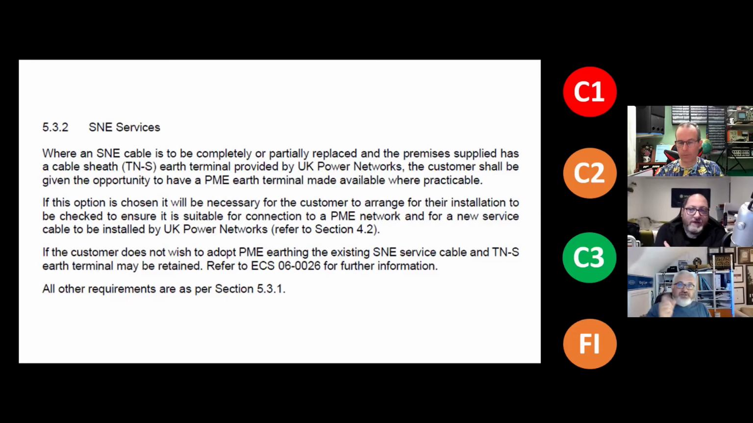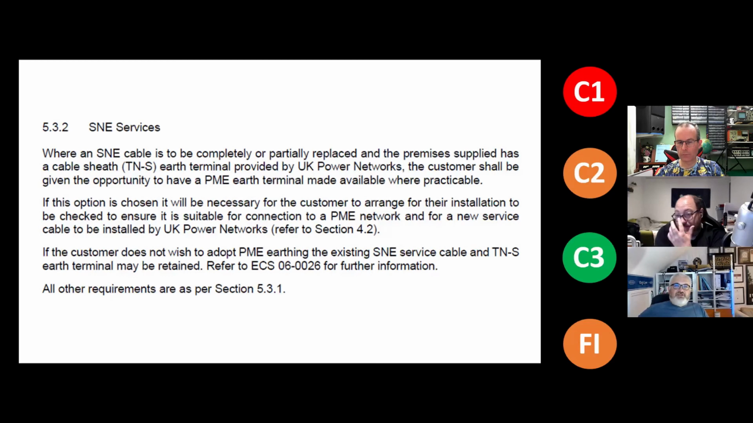If this option, we're given options, everybody, is chosen, it will be necessary for the customer to arrange for their installation to be checked to ensure it's suitable for connection to a PME network. Really? And for a new service cable to be installed by UK Power Networks. Okay, that's interesting. If the customer does not wish to adopt PME earthing, the existing single neutral earth and TNS may be retained.